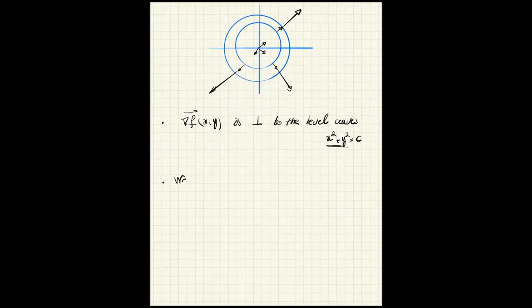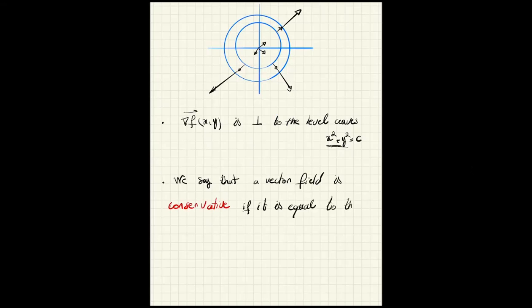We say that a vector field is conservative if it is equal to the gradient of some scalar function f of x, y.